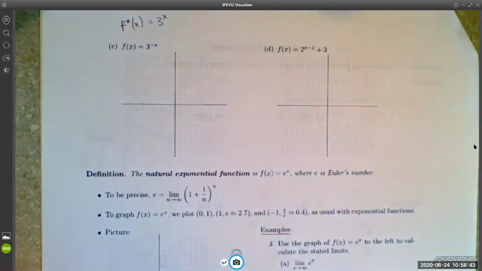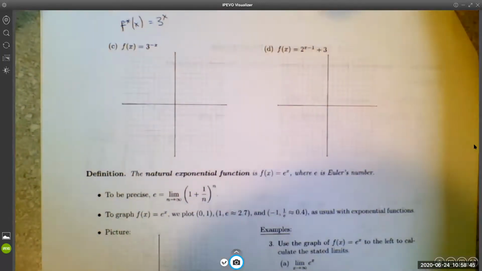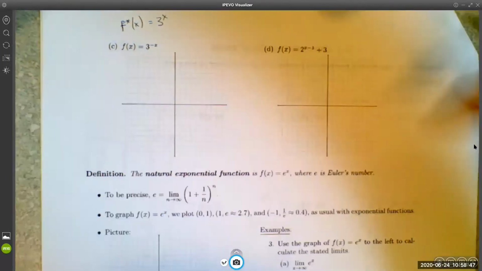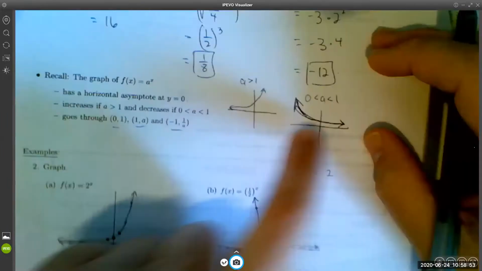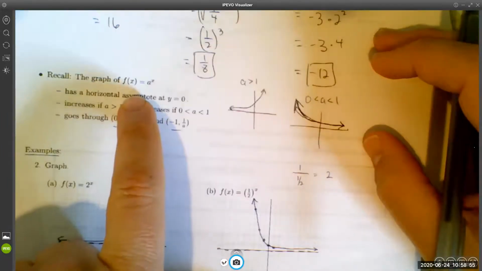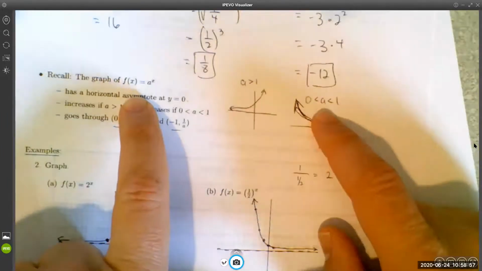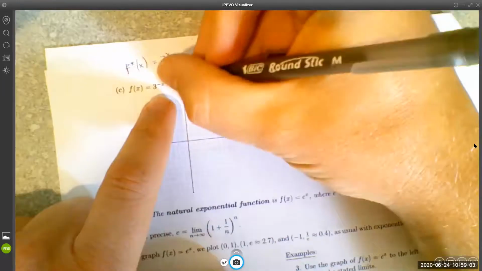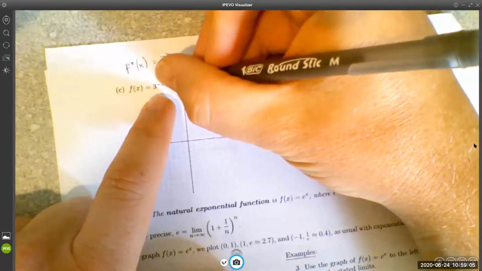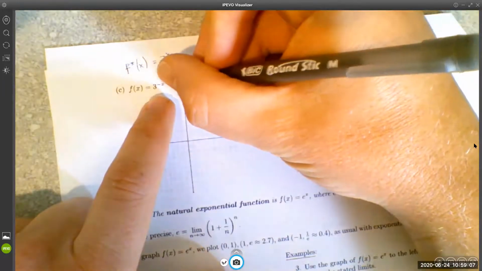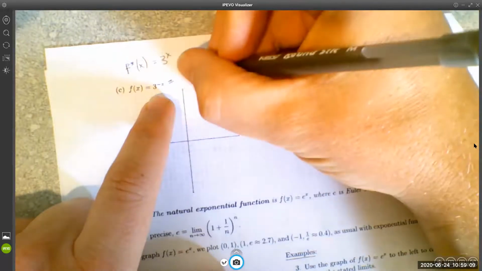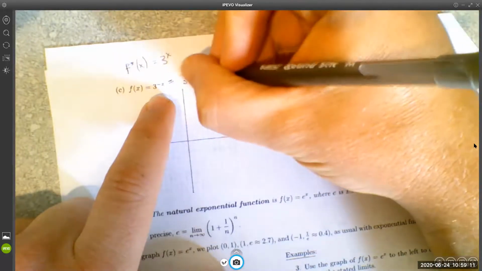And as we discussed on the previous page, that's exactly what the graphs of f of x equals a to the x look like if a is between 0 and 1. So that's kind of interesting, because look at this, right? 3 to the negative x, another way to think of it, is that 3 to the negative x is the same thing as 1 over 3 to the positive x.